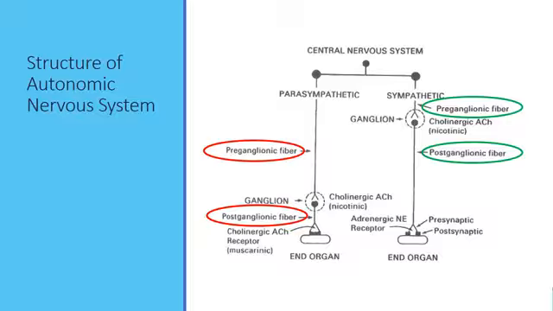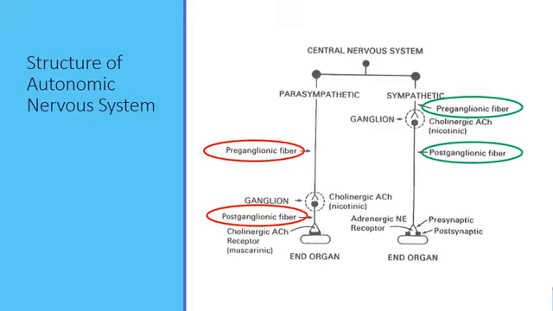On the sympathetic side, though, we have a very short preganglionic fiber and then a very long postganglionic fiber. And so those sympathetic ganglia are all going to align along the spinal cord. That's where all the sympathetic ganglia reside, and that really reflects the short preganglionic fiber and then the long postganglionic fiber.